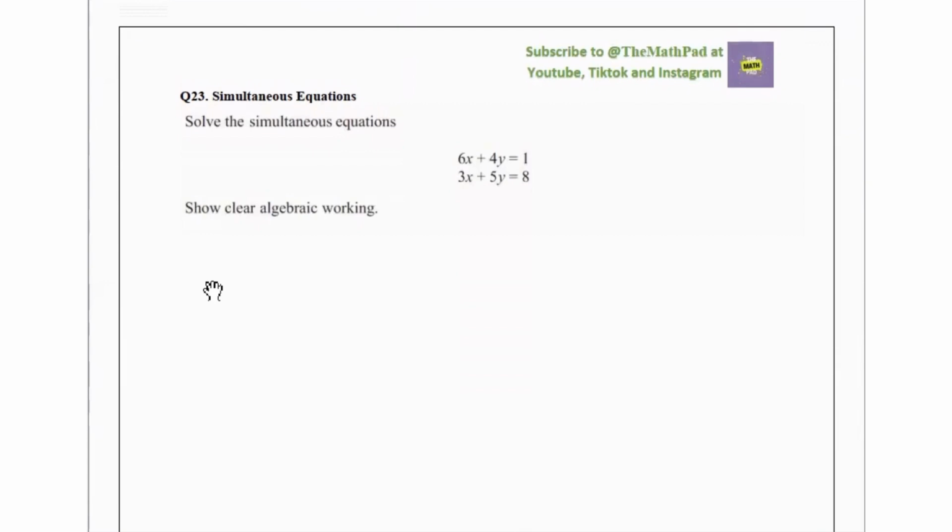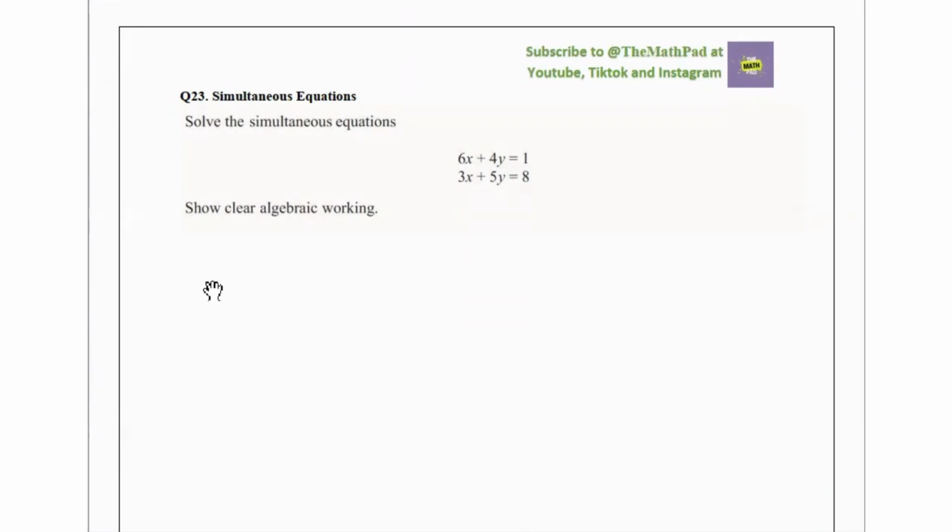Simultaneous equations. This is a set of linear simultaneous equations, which is not very difficult to solve. Another very common question that appears in paper 2. To solve simultaneous equations, you can either use the elimination method or the substitution method.